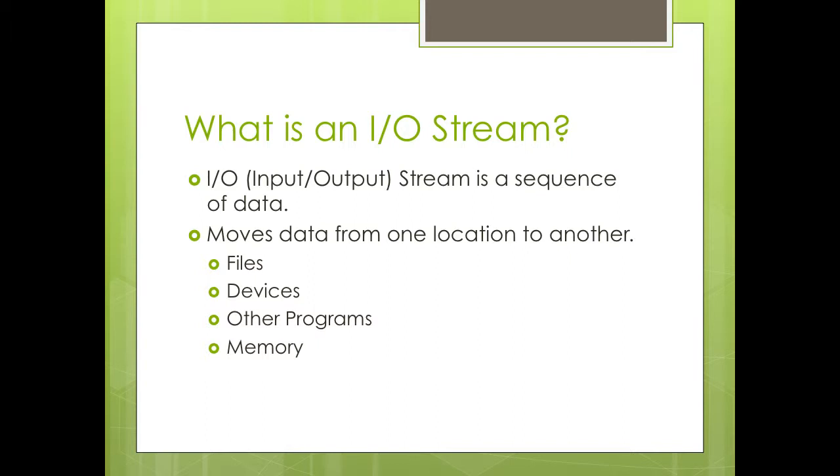An I/O, or input-output stream, is a sequence of data. Input streams read from a source, and output streams write data to a target. Easy, right? For console applications, System.in is what's used to read data, and System.out is the output stream. Streams can move data from one location to another. A location can be a file, a device, a network socket, a memory location.